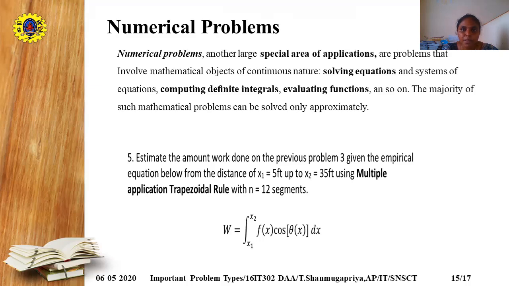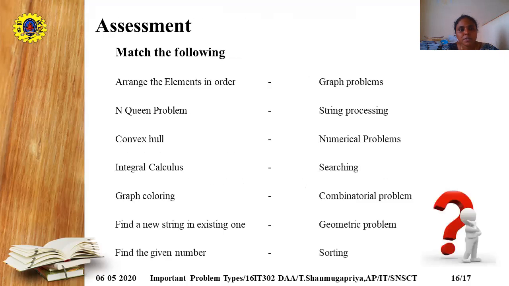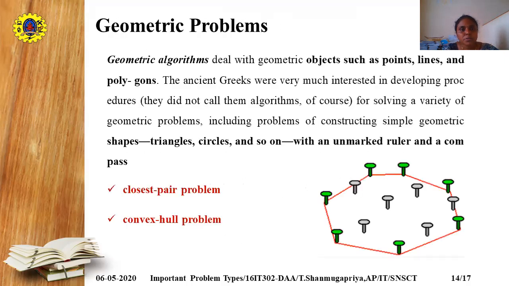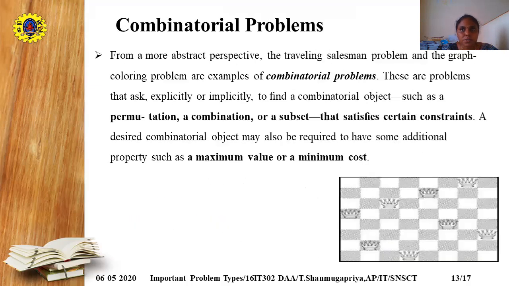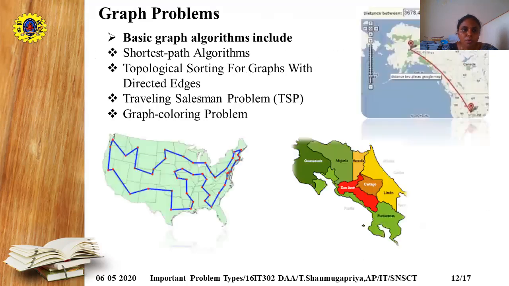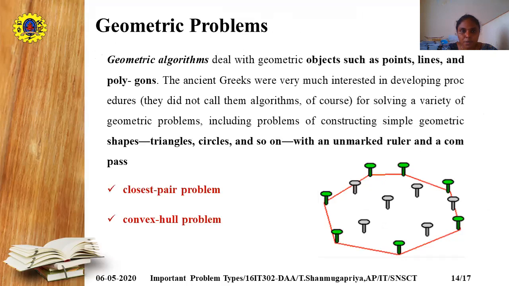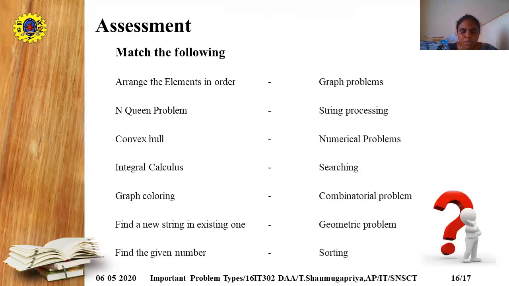In the entire subject, we are going to discuss different types of problems related to these important problem types. Before moving to the assessment, let us summarize today's session. The types are sorting, searching, and string processing, which has three things: text strings, bit strings, and gene sequences. Then graph problems, combinatorial problems, geometrical problems, and numerical problems. Through the assessment, you can judge your grasping power in this class. Arrange the elements in order: what kind of problem does this match? Arranging elements is called sorting, right? Then the n-queens problem belongs to combinatorial problems.